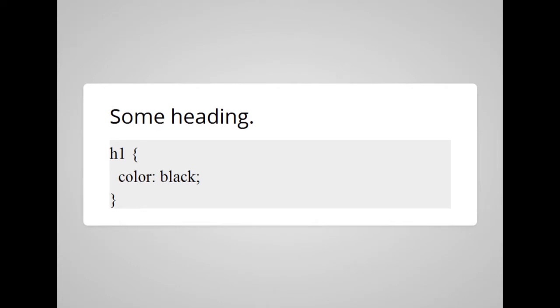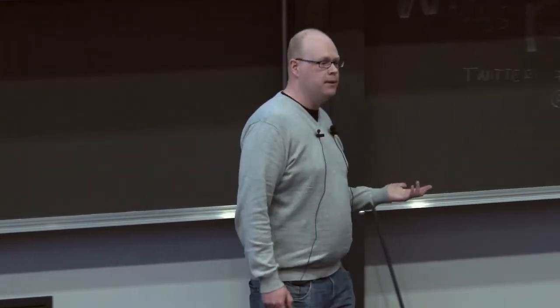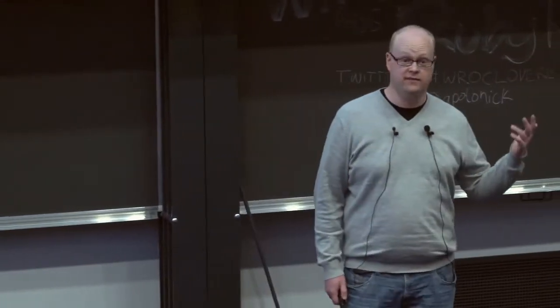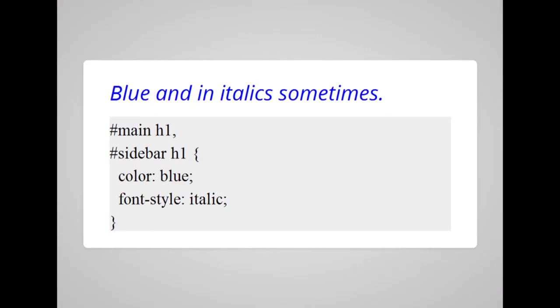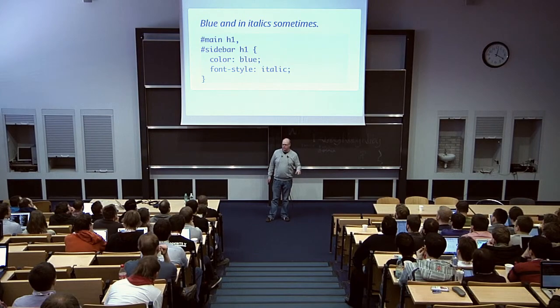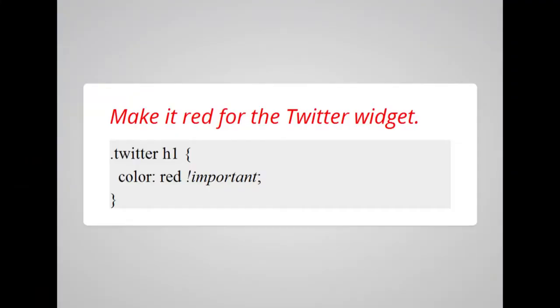So how did this come about? You started simple. You just had this H1, and you wanted it to be black. So in your CSS, you said, well, this H1, make it black. Well, not always. When it's in the main or sidebar container, you wanted it to be blue and italic, so you just made that exception. All good. Oh, no, wait.